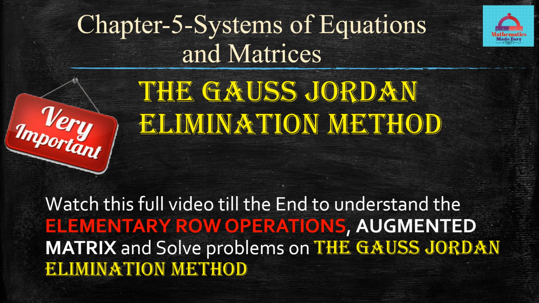Today in this session, I've got a very important video for you based on Chapter 5 Systems of Equations and Matrices. This is useful for any grade, any section who wants to learn matrices very well, especially for grade 11 advanced. So in this video today, we are going to work on the Gauss-Jordan elimination method, very important. And if you really want to understand the elementary row operations, you want to know what is an augmented matrix, and you also need to see the steps to solve matrices problems and get the solution of a system of equations in three variables, then you must watch this video till the end.